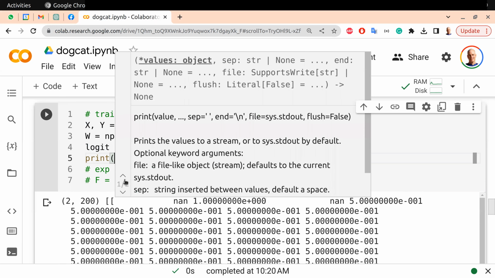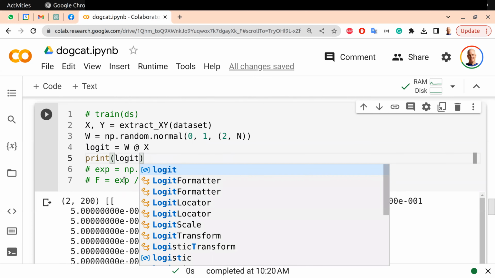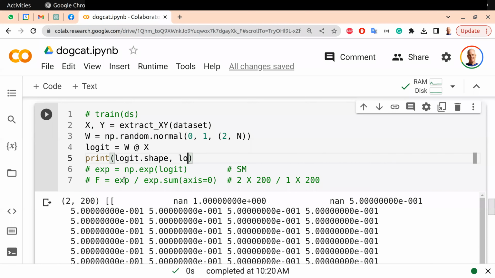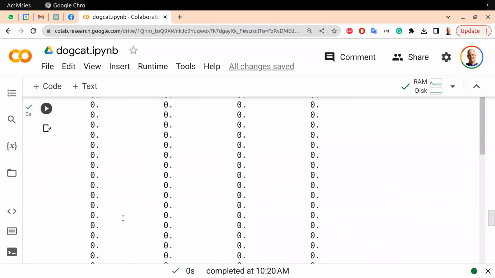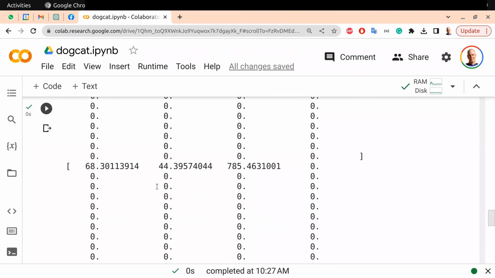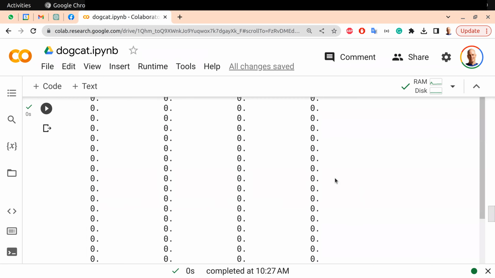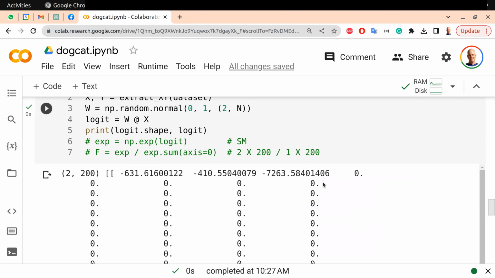So logit, first I want to see the shape, and then I want to see the content. Remind me, what is logit? Logit is the name I gave the linear operation. Okay, that's a definition of logit. Let's see. Okay, these are numbers. So the dimension is the same.